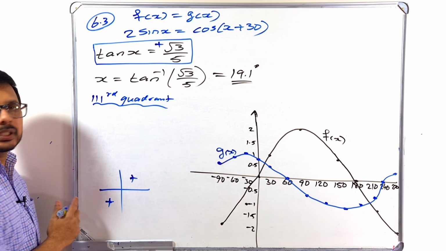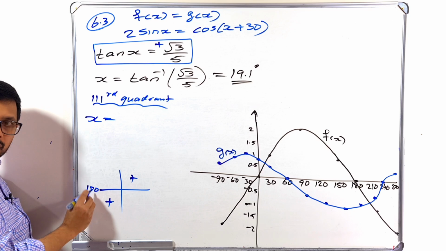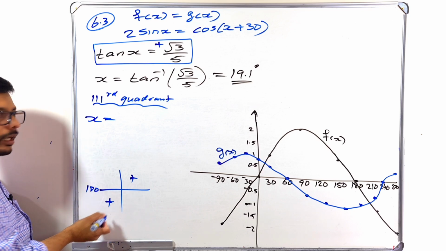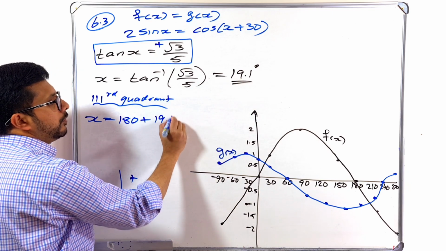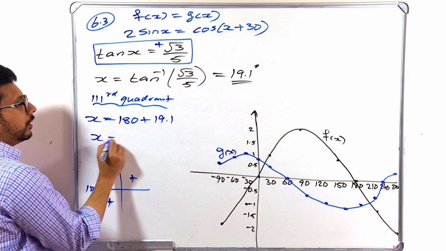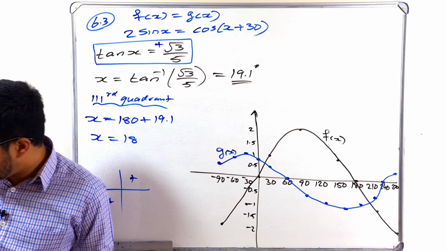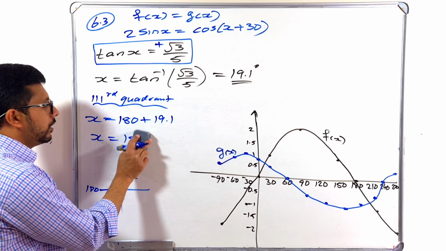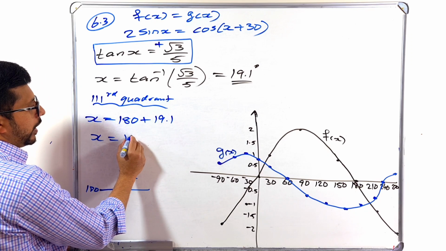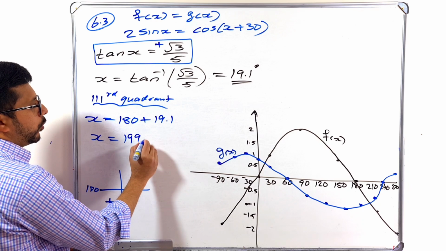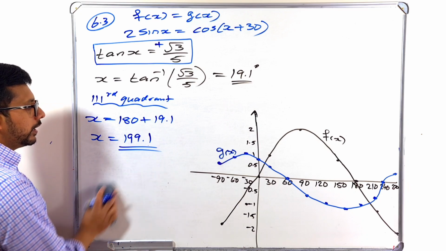Okay, so what about the third quadrant? How can you write? x is equal to, in the third quadrant, here it is 180 plus the acute angle. So 180 plus what is our acute angle? 19.1. So x is equal to 180 plus 19.1, which is 199.1. So the second x value is 199.1.